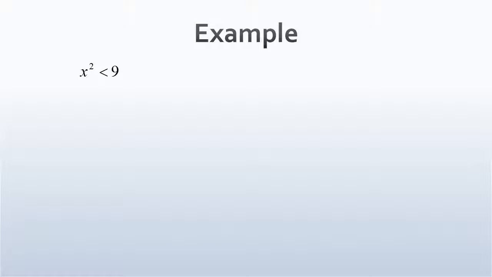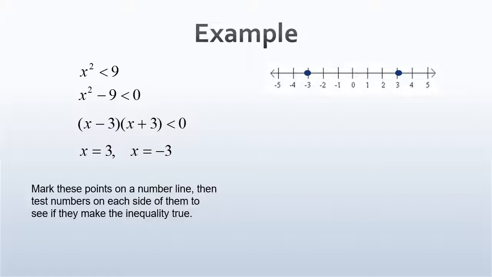So we have x squared is less than 9. We're going to subtract the 9 from both sides so that we have a 0 on the right. We're going to factor and solve, so we get x equals 3 and x equals -3. Then we're going to put those points on our number line. And this is dividing our number line up into 3 segments.